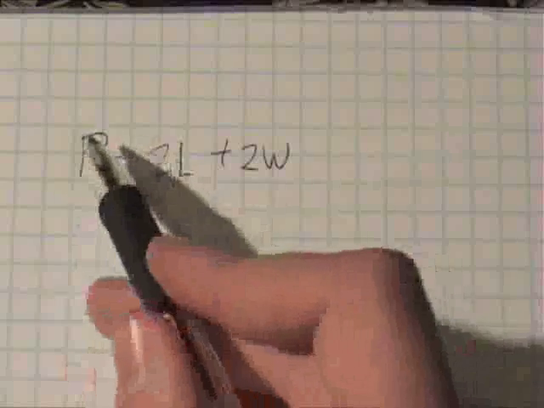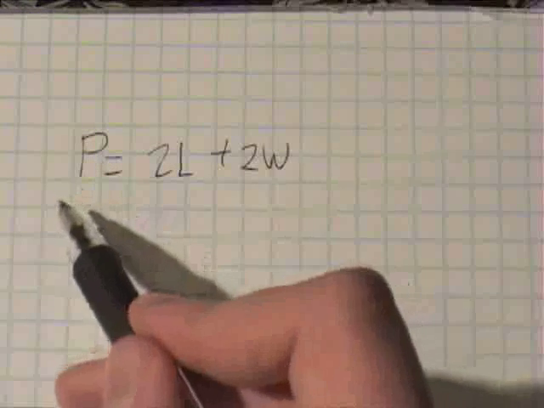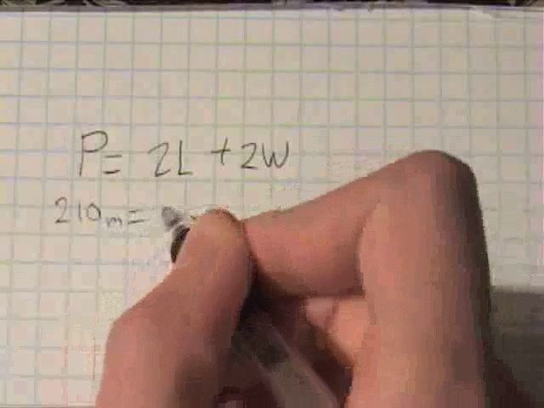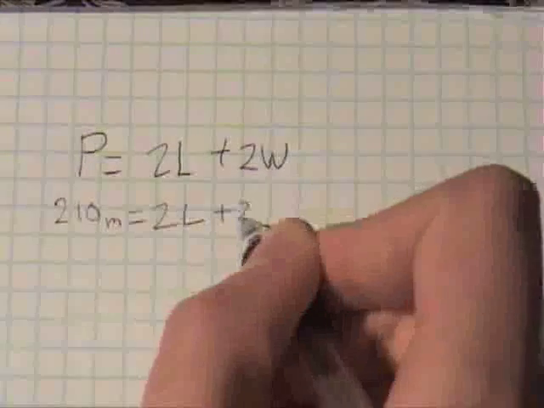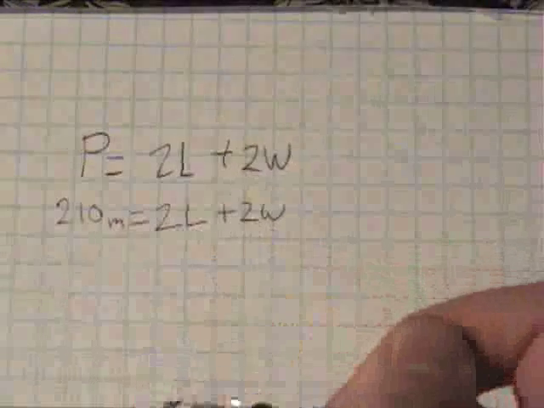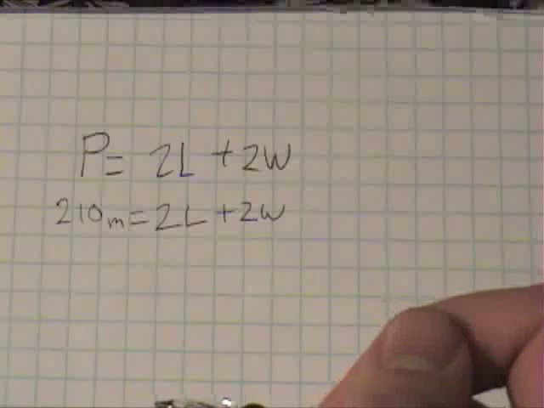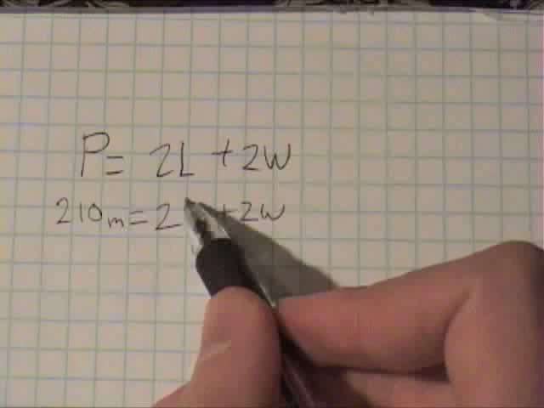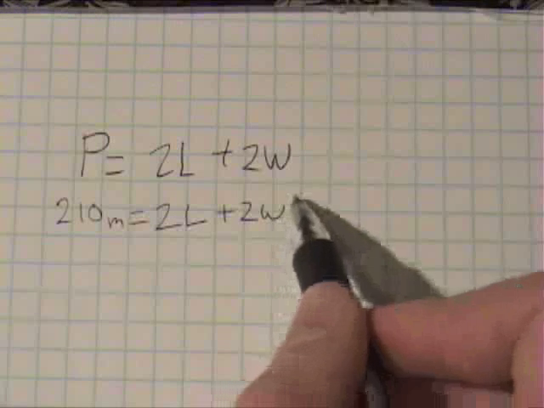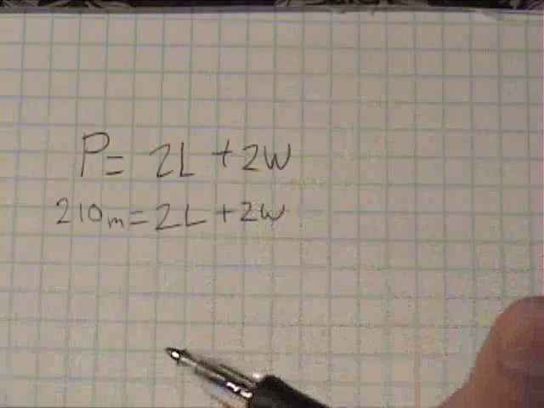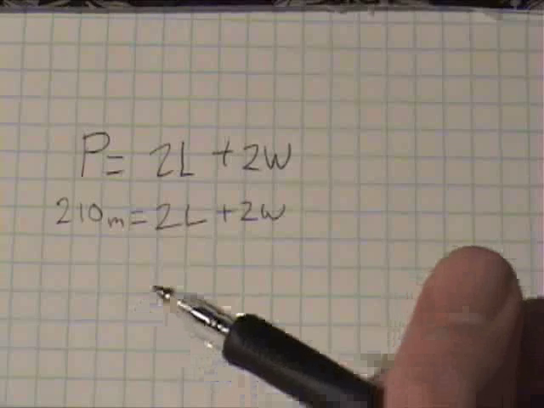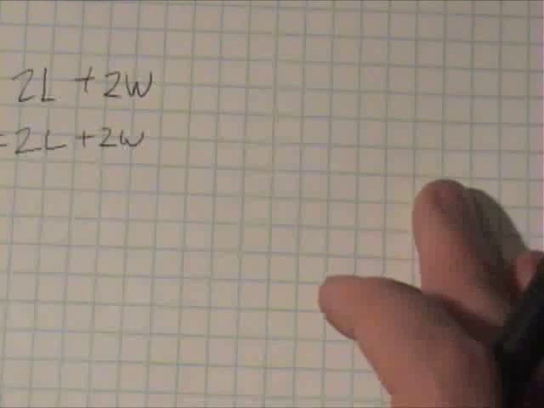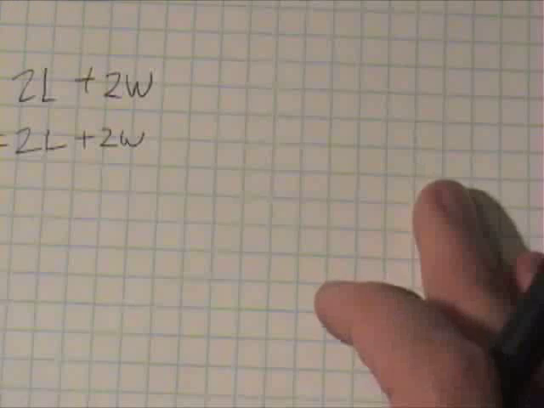So we know what this is here. This is supposed to be 210 meters. I'm going to write that in there. Now we have to figure out L and W. The key to these is pretty much writing an identity for L and writing an identity for W. Then we're going to substitute one of them in. Let's look at what it says here. What does it tell you about the length? We're going to try to figure that one out.